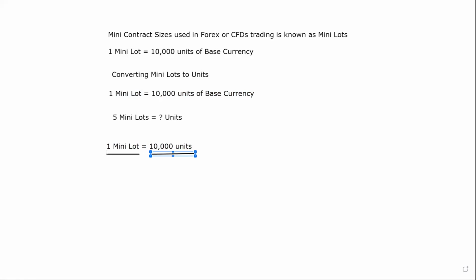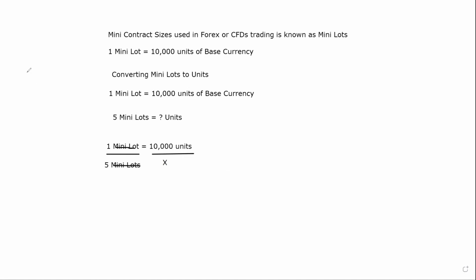So what we're going to do, we're going to place here five mini lots. And we have to figure out its value. We do not know the value of the units, so we will replace it with a variable x. So we have to figure out the value of x. Okay. So it's very simple. And we will apply the rules of BODMAS or divisions to figure out our answer. So mini lot and mini lot will be cancelled here.